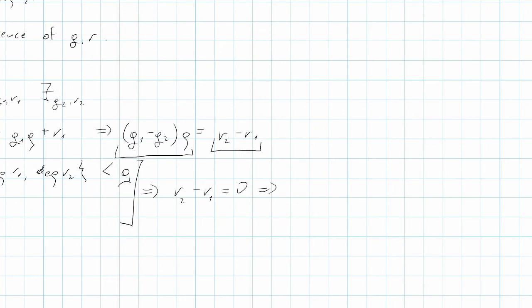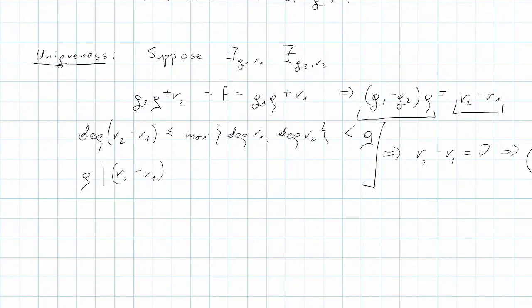So what we have is that r2 is equal to r1, so we solved one thing, and now when r2 is equal to r1, if we look here, what we get is that q2 times g plus r2 equals q1 times g plus r1. r1 and r2 are the same, so we can cancel them.